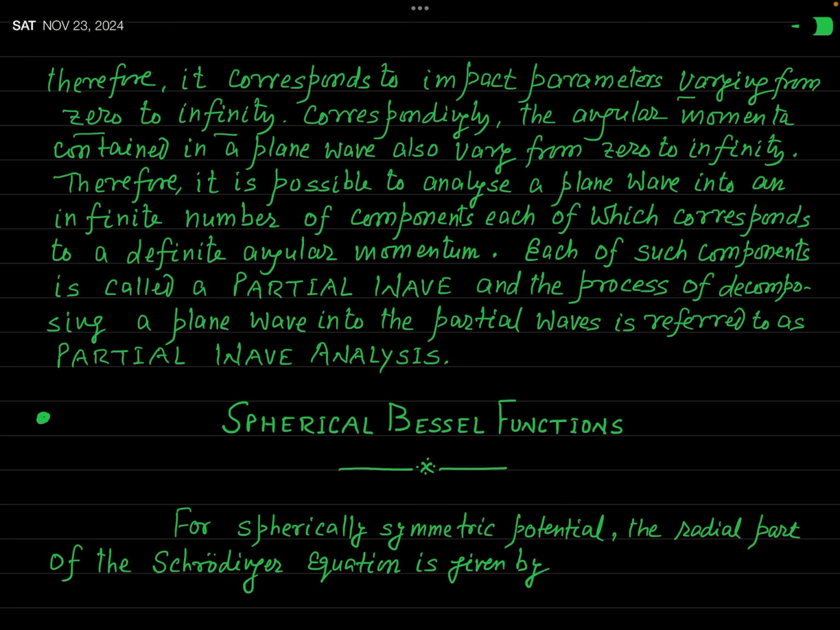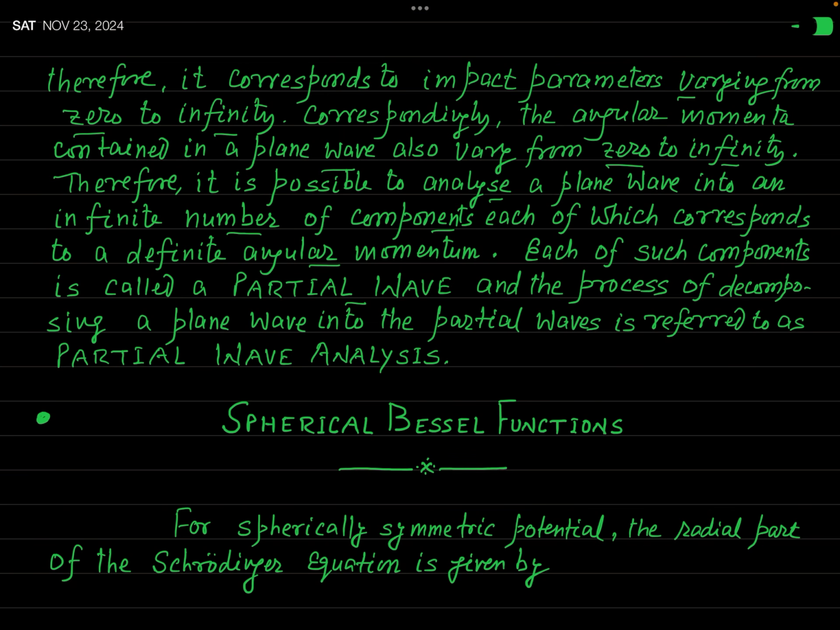Okay, and if the impact parameter will vary from 0 to infinity, correspondingly the angular momenta content in a plane wave will also vary from 0 to infinity. And that's why it is possible to analyze a plane wave into an infinite number of components, and among those components each will have a definite angular momentum. Now actually each of such components is called partial waves.